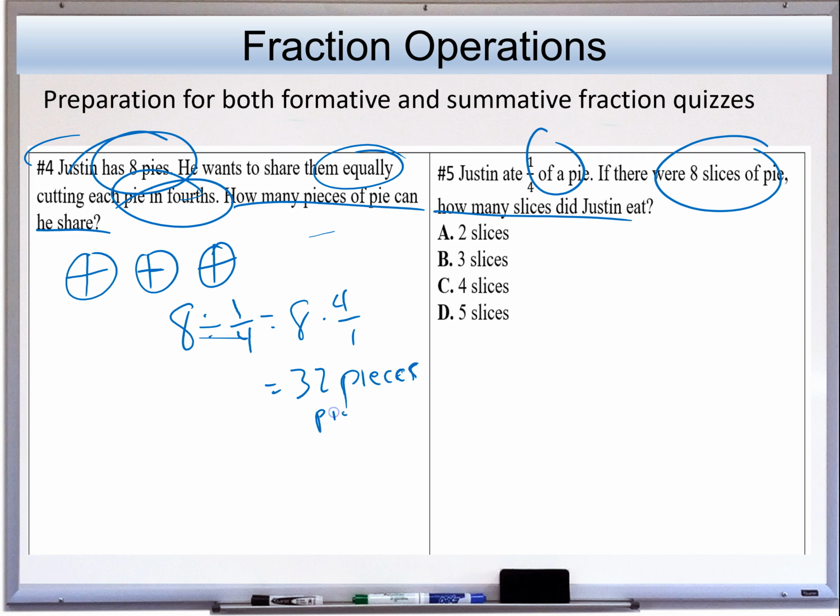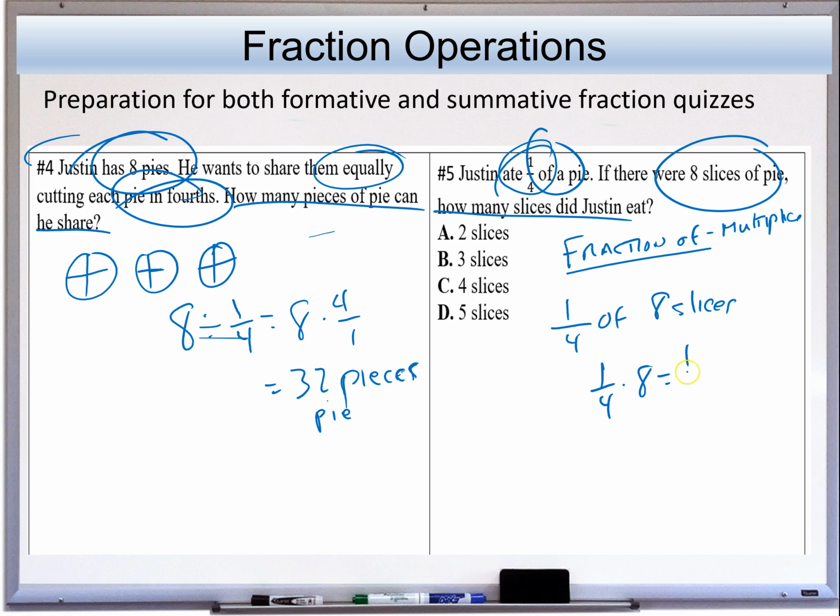Okay, so this was a division problem because I'm sharing it equally. I'm sharing 1/4 of a pie equally among people, so it's division. Now, this says Justin ate 1/4 of a pie. And I believe I told you before, anytime you have a fraction followed by the word of, you're pretty much guaranteed that that is multiplication. So he ate 1/4 of 8 slices. So that's 1/4 times 8 slices, which is 1/4 times 8, which is 8 divided by 4, which is 2 slices. So 2 problems that seem somewhat similar, but one was division and one was multiplication. Look at a couple more.